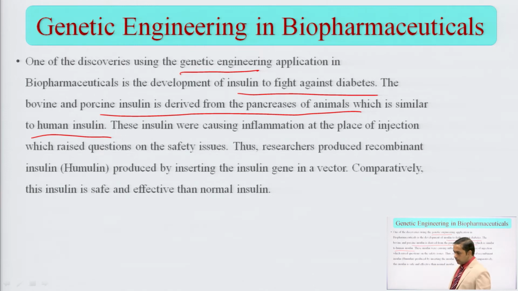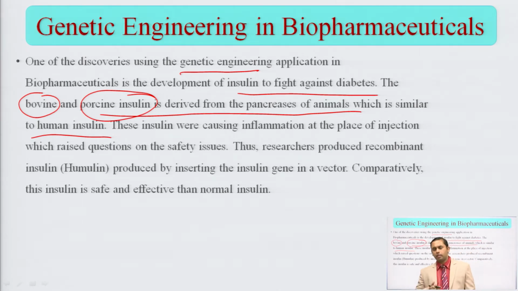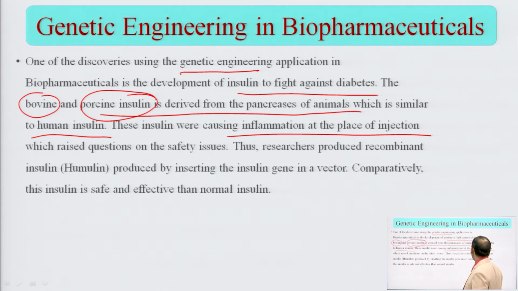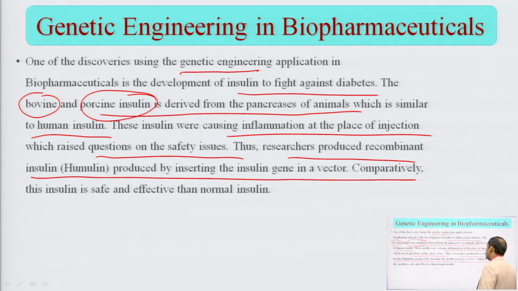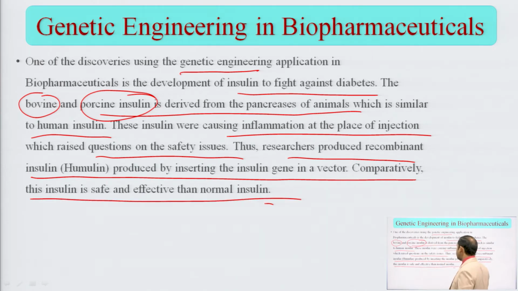These animals, or the pancreas from them, were used to get insulin from cow and other animals, because their insulin is similar to ours. This insulin was causing inflammation at the place of injection, which raised questions of safety. Thus, researchers produced recombinant insulin by the insertion of the insulin gene in a vector. This insulin is safe and effective.